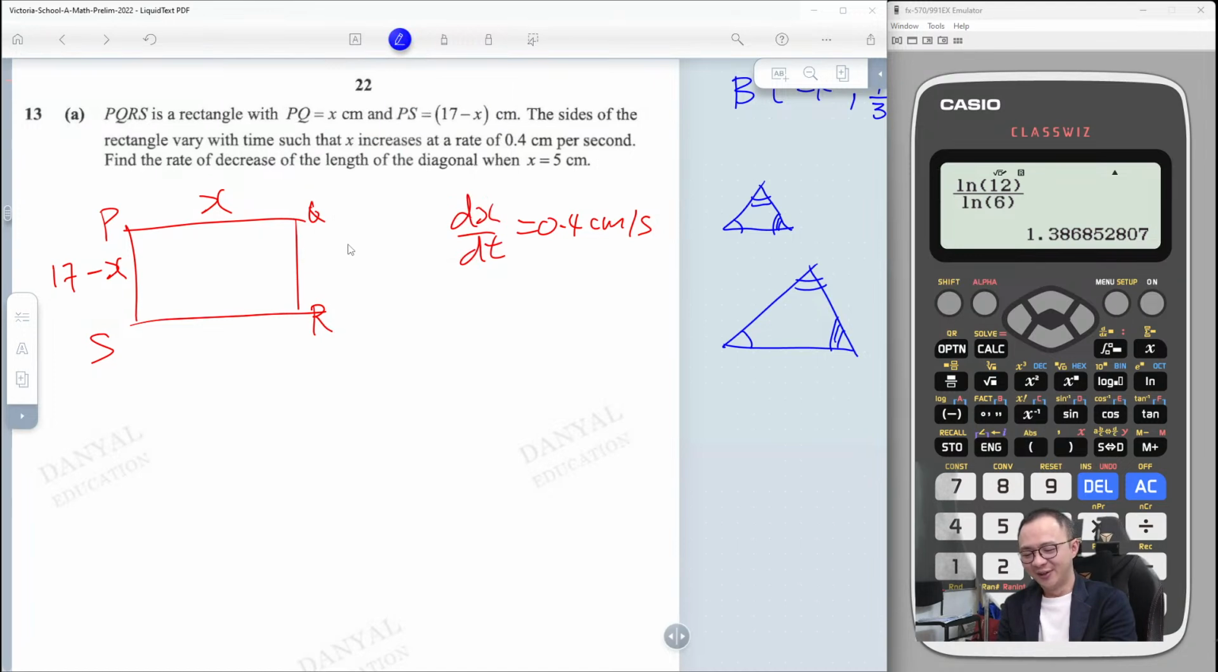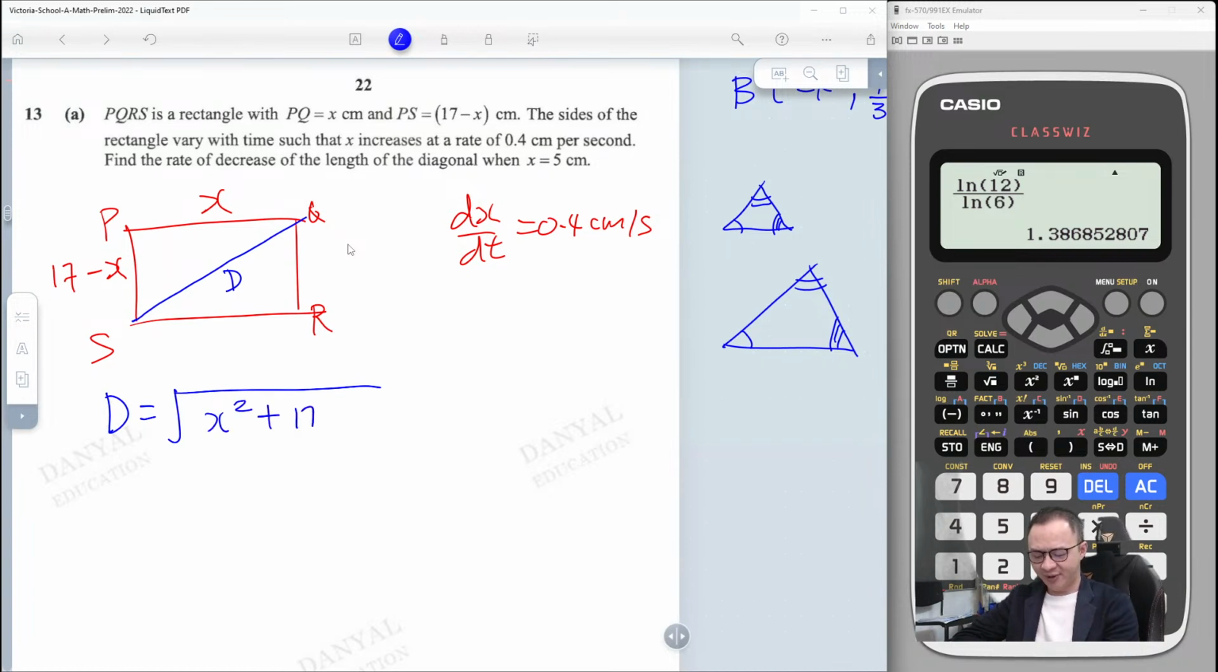Okay, so they want a diagonal, so we need an equation. Let capital D be the diagonal. So it should be something like x squared plus 17 minus x squared. I can expand or do you want to expand? But obviously I know this is a rate of change question. Eventually I need to differentiate. I think it should be differentiable. So the whole thing is power 1 over 2, right?